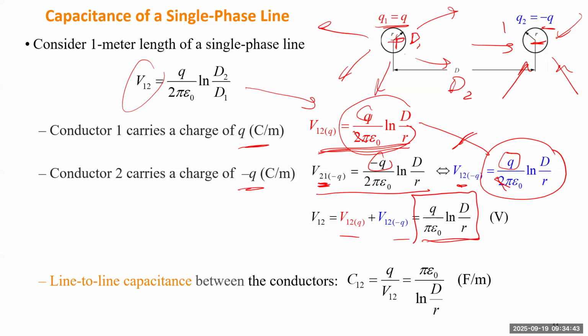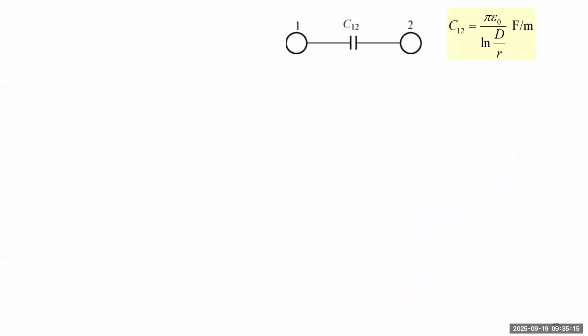Capacitance for this case, because we use the voltage between two conductors, the capacitance we're going to calculate will be the line-to-line capacitance. So it's defined to be the charge Q divided by total voltage. So basically, we just plug in this formula for V12, and Q is canceled. So we'll have the capacitance. Did it make sense? Okay. Yeah, let's move on.